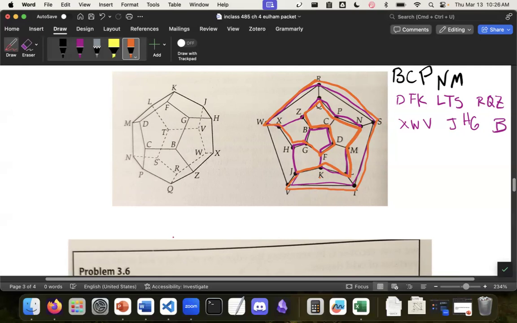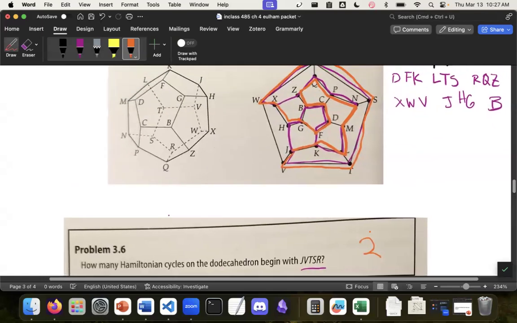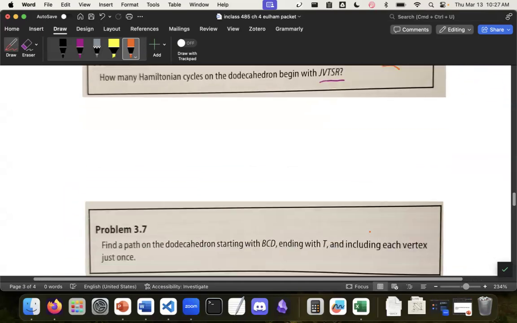Cool. So what the book says, first of all, do we have an idea? Are there any more? No. Yeah. So what the book says, the answer here is 2, and we found both of them. Okay.